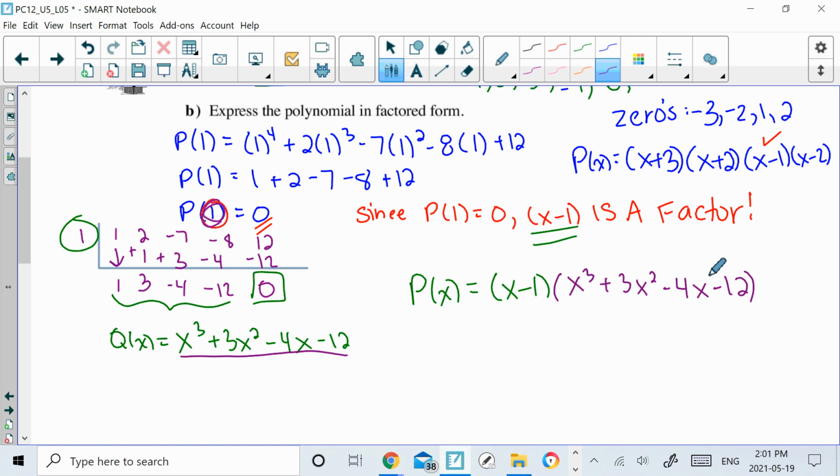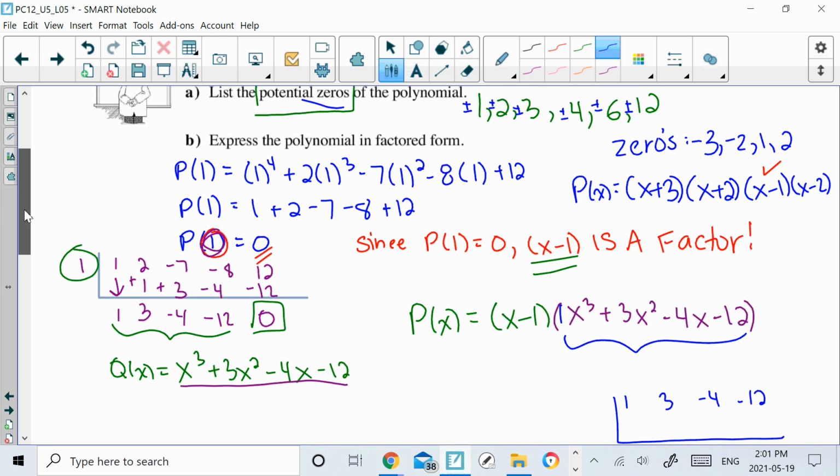Okay, from here, what I now need to do is continue on with this guy. I need to factor this. This is what I'm going to now be putting under my upside down division bar, because I need to factor this. So I'm going to put a 1, a 3, a -4, and a -12. Now, what number am I going to put for my divisor? I'm not going to put the 1 again because I've already used up the 1, right? I've already shown that 1 is a factor.